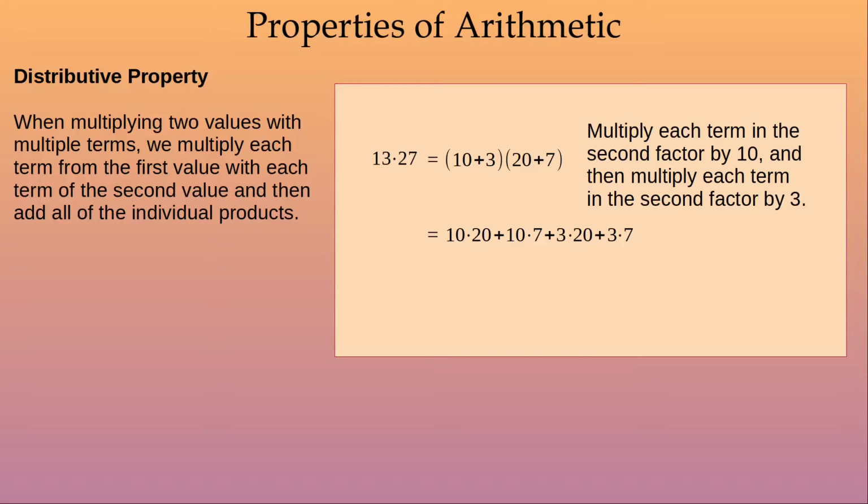10 times 20 is 200. 10 times 7 is 70. 3 times 20 is 60, and 3 times 7 is 21. And if we add all of those together, we're going to get 351. Cool.